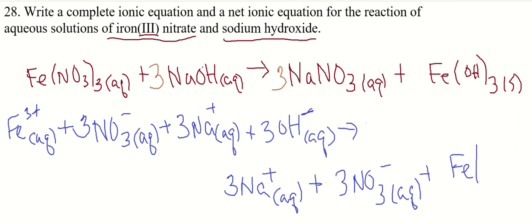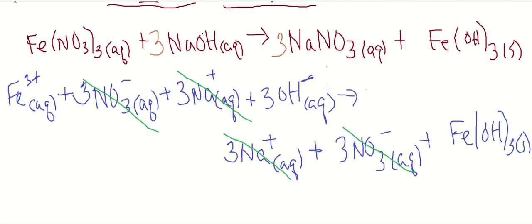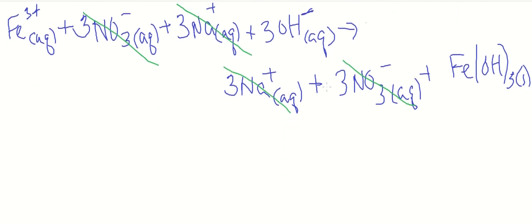Iron 3 hydroxide precipitate. All right, so we need to cancel out the spectators, cross them out. You're going to get the hang of this. There's going to be a pattern here. Anything that's not part of that precipitate oftentimes are your spectators. So your nitrates are spectators and your sodium ions are your spectators. And let's just rewrite whatever is left to get our net ionic equation.